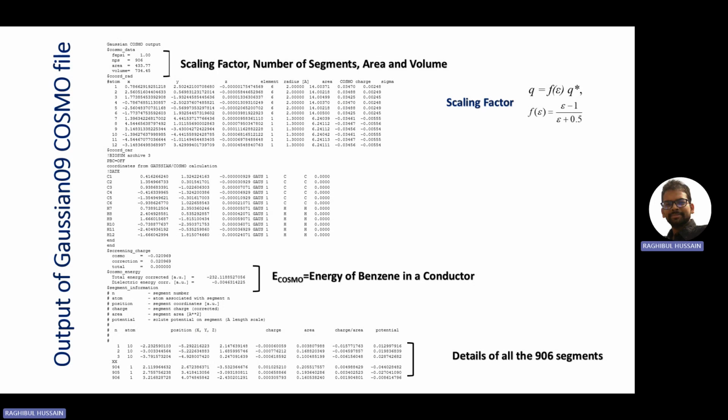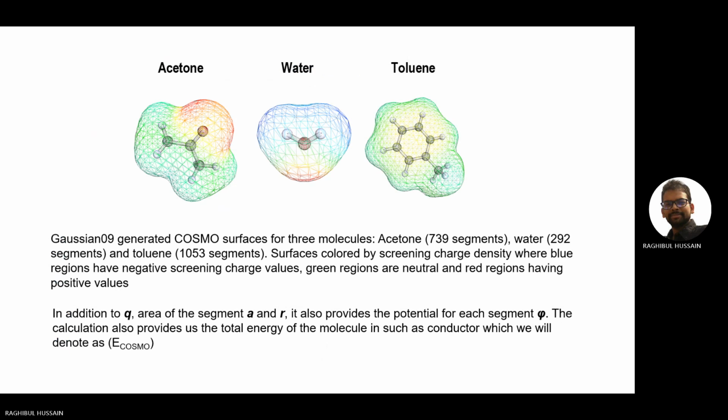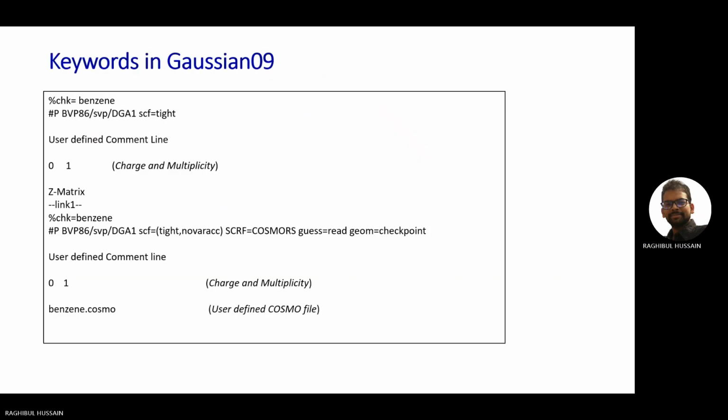So if you want to do this calculation, you can do it. You have to first, one of the commands is this. Then what it will do is it will take up the Z matrix from this particular instruction, and then in this second part, it will conduct the Cosmo calculation using SCRF equal to Cosmos.